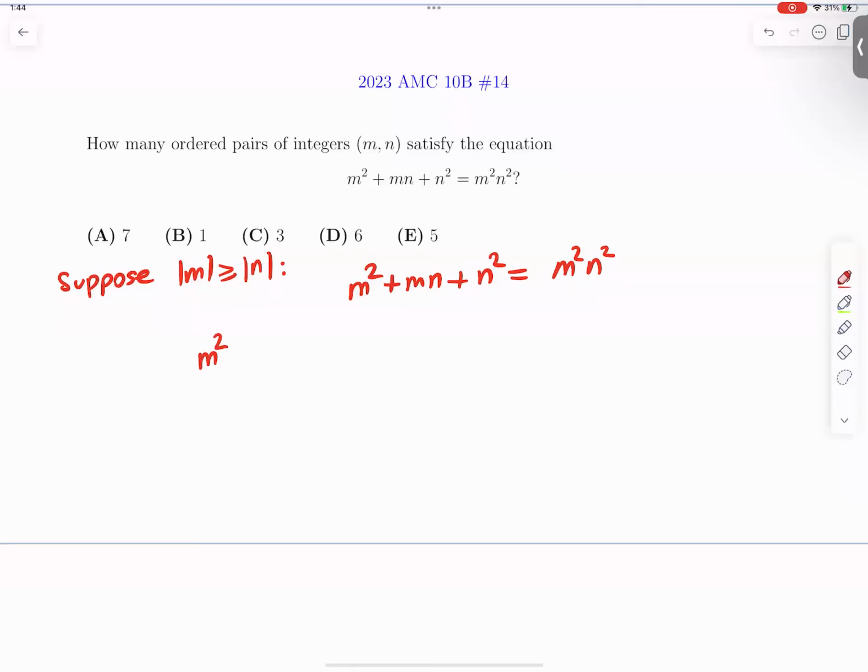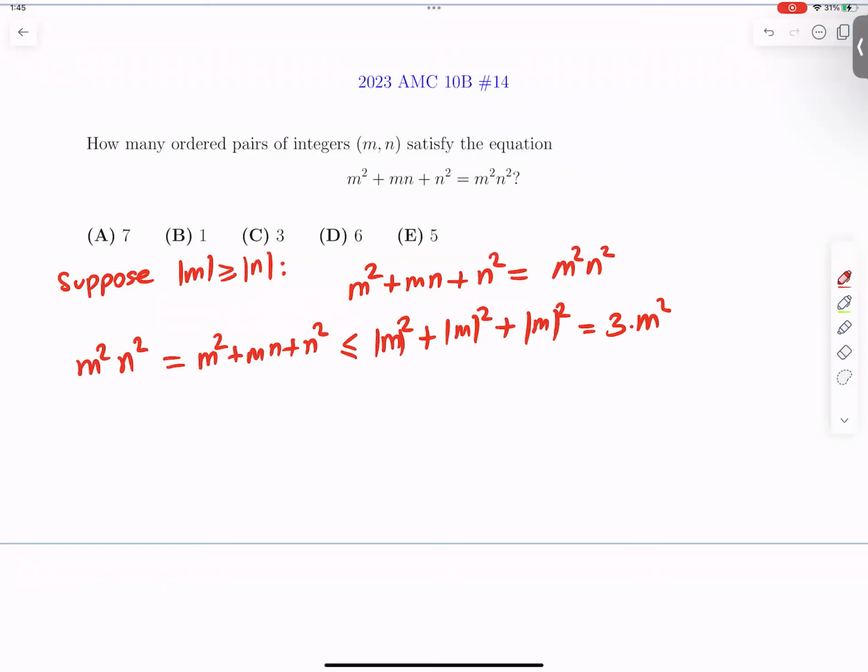So m squared plus mn plus n squared is less than or equal to m squared plus, and both m and n are at most absolute value of m in absolute value. And the absolute value of m squared is the same as m squared. So we end up with 3m squared here. And this is supposed to be m squared times n squared.